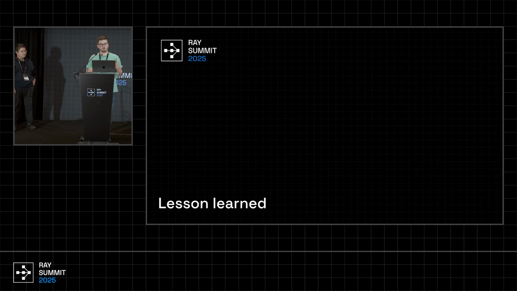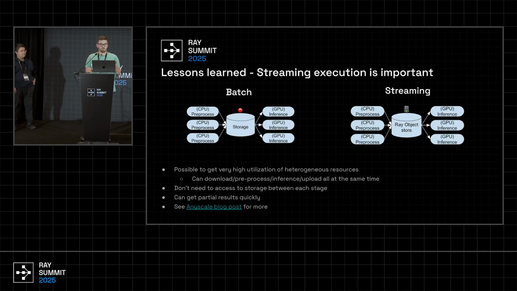So next, I'll just talk about the lessons we've learned in developing Cosmos-Xenna, as well as just running these large pipelines at scale. We'll also talk a little bit about the design decisions that have come from those lessons learned. So first thing, and I know a lot of talks have talked about this at the conference so far, is that streaming execution is super important.